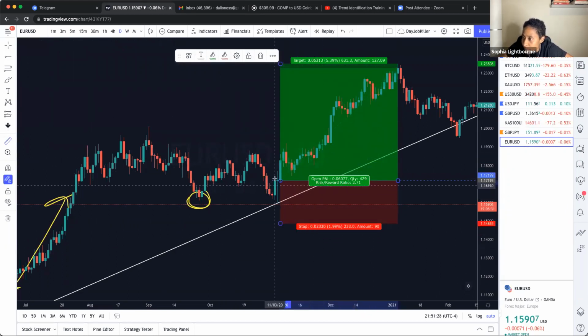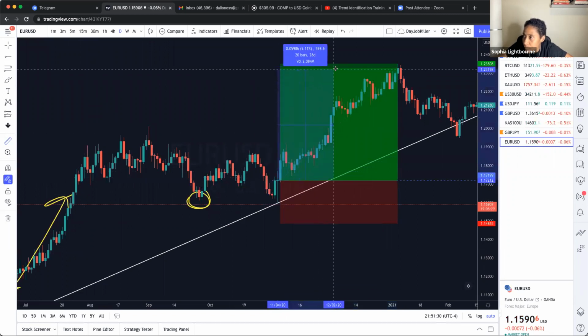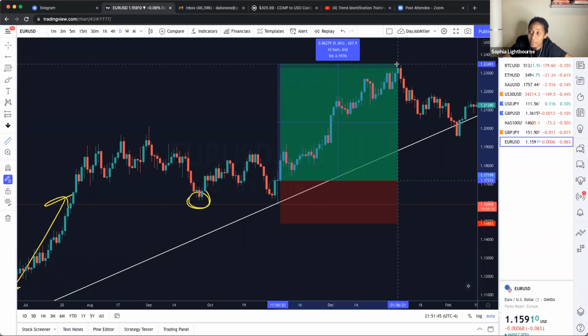If I do my ruler from here to here to here, that's 43 bars. I don't know if that's right. So that's from November 4th to January. So 63 days. Okay. That would have taken 2 months to happen. But guys, you would have been in MetaTrader 4 for 2 months and never in the red.